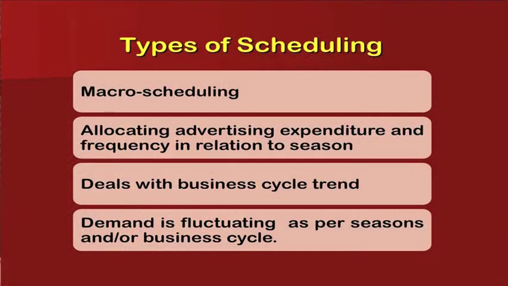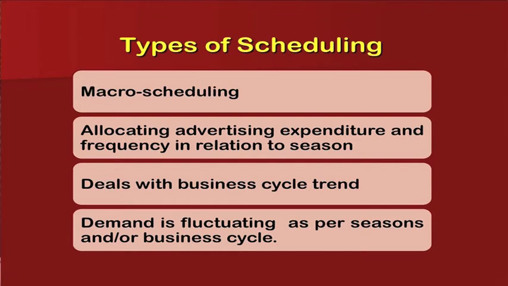Now, the types of schedule. First, we have macro scheduling, which basically helps in allocating advertising expenditures and frequency in relation to the season. It deals with the business cycle trends. Demand is fluctuating as per season and as per business cycle.